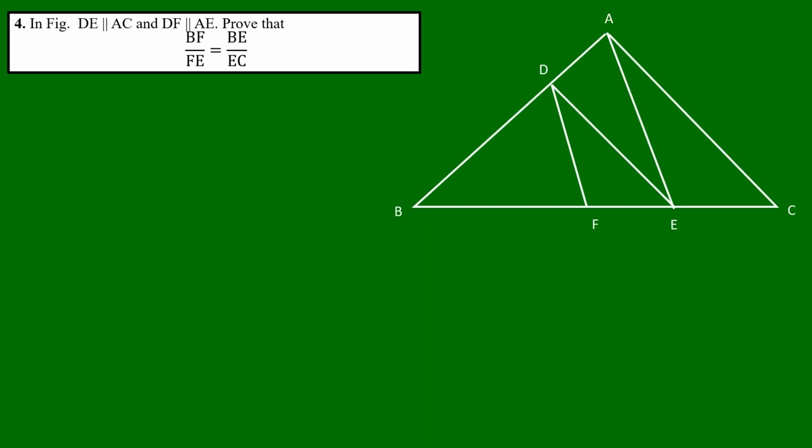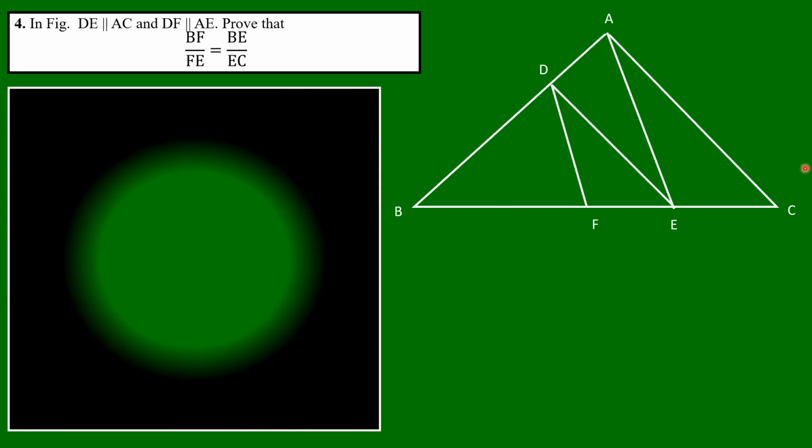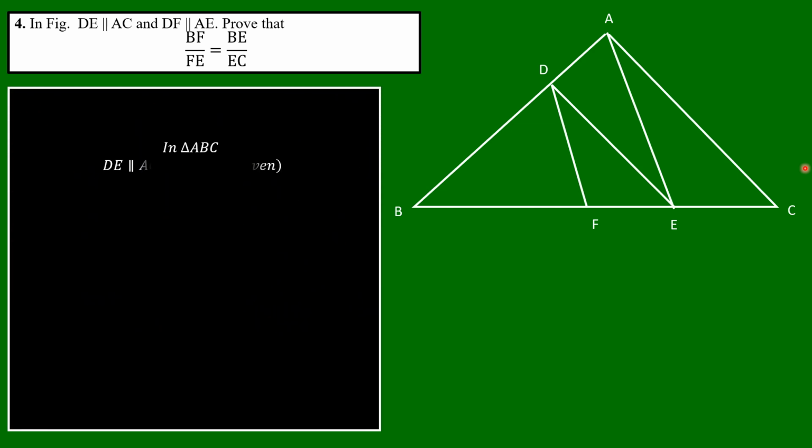Next question. Again we have a figure like this. In this figure we are given that DE is parallel to AC and DF is parallel to AE. We have to prove that BF upon FE is equal to BE upon EC. This is very simple actually. So in first triangle ABC, this whole triangle, DE is parallel to AC, this is given. So by BPT we can write BD upon DA is equal to BE upon EC.